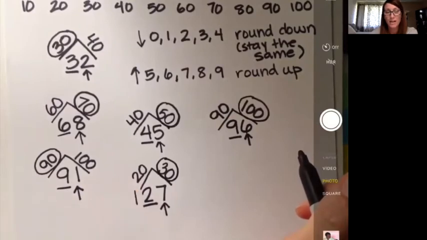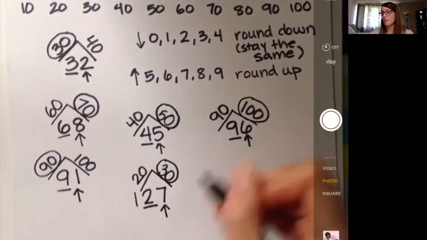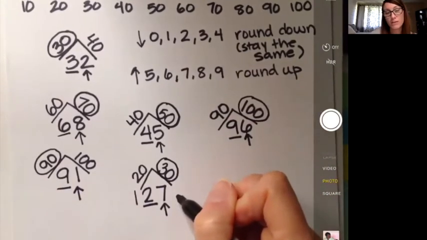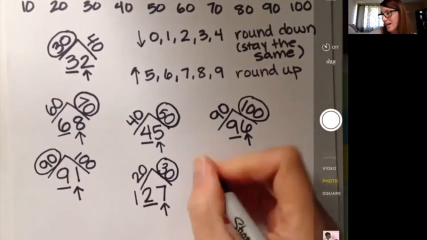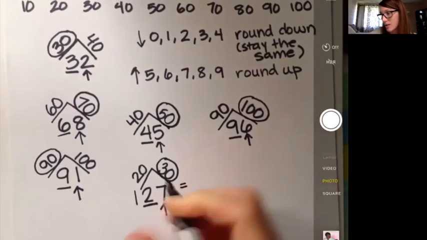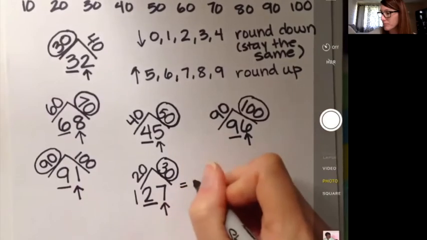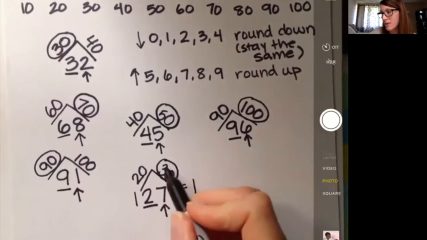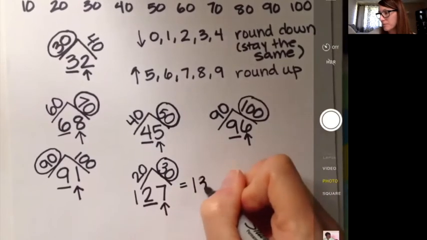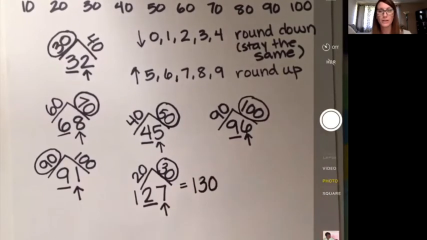Now I have to bring that 100 back. So if I round this number to the nearest 10, it actually is going to equal... So I got to take this 100, and then I take my 30, and there you go. It rounds to 130. Okay? Not so hard, right?